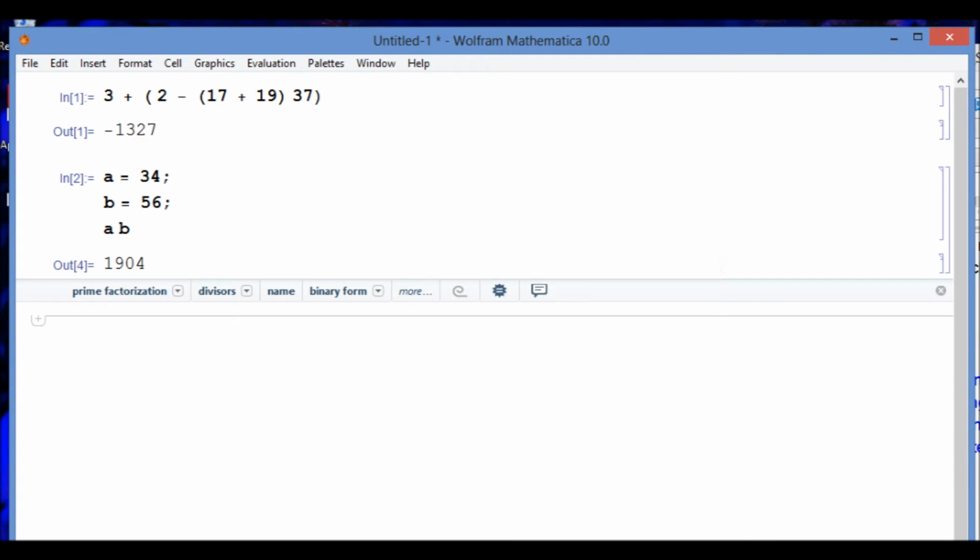This is another example of multiplication. Notice that there is a space in between A and B. If you type A and B with no space in between, it will recognize it as one variable, with name AB.